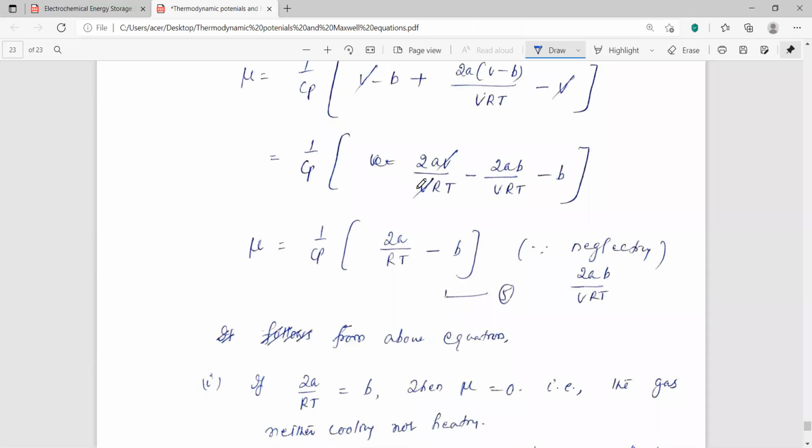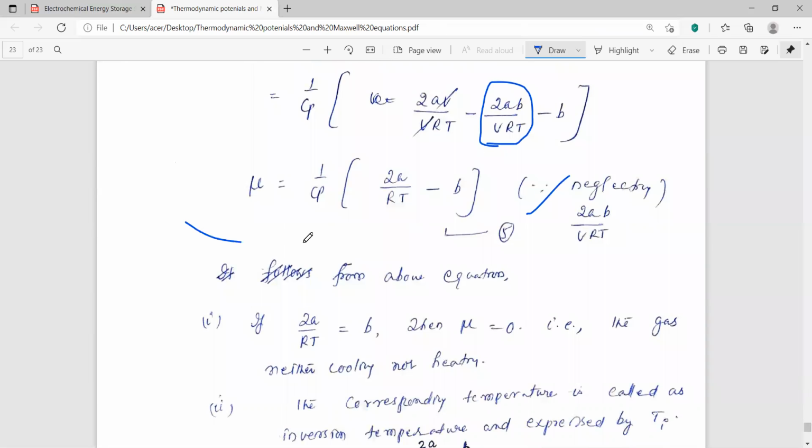Here V and V are cancelled out, and I can write it like this: mu equal to 1 by Cp of 2A by RT minus B. So we can neglect this value, neglecting 2AB by VRT. So finally I can get this value. So if I apply the Joule-Kelvin process to the van der Waals gas, then the equation of the Joule-Kelvin coefficient of expansion mu becomes 1 by Cp of 2A by RT minus B.